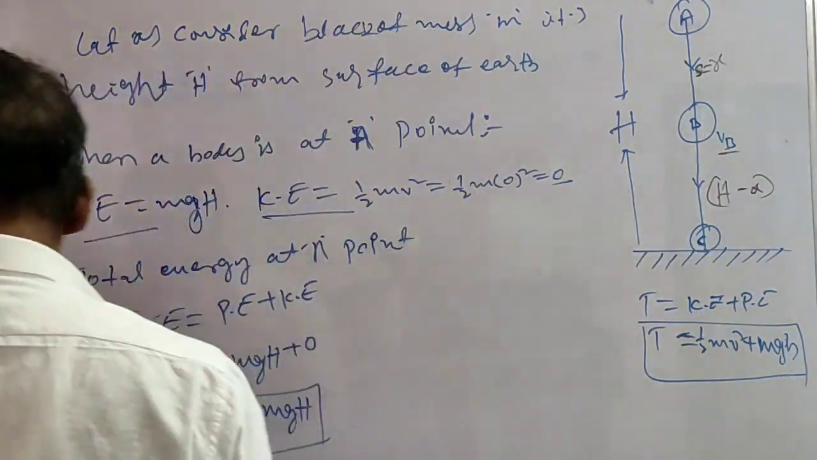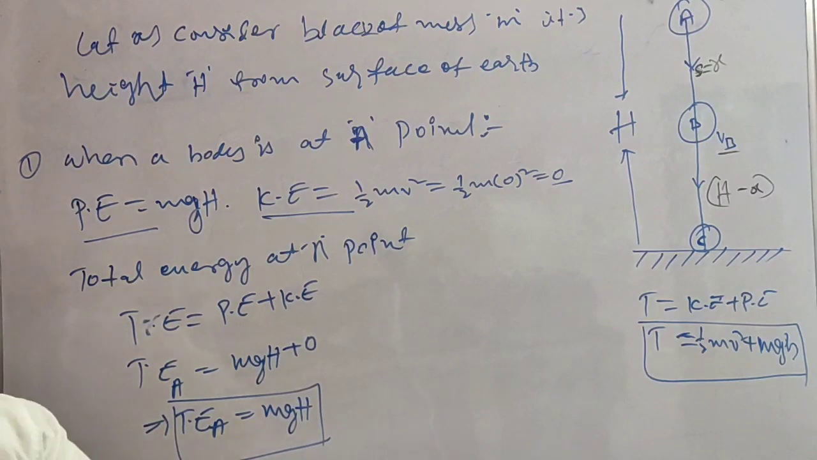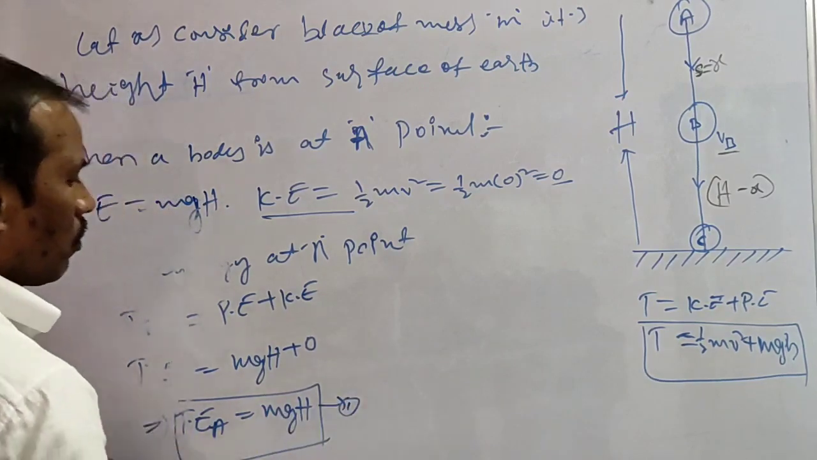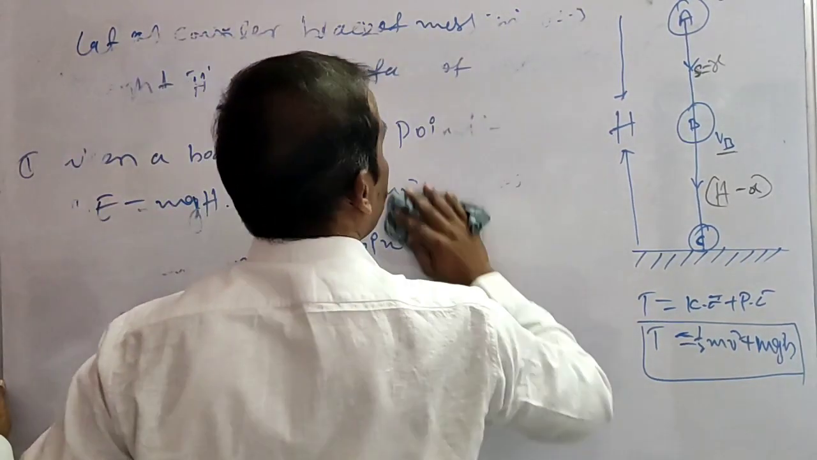Now at point A, note this first of all: this is equation 1, mgh.